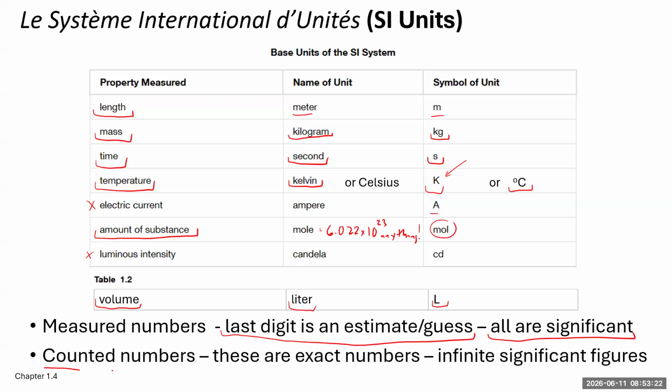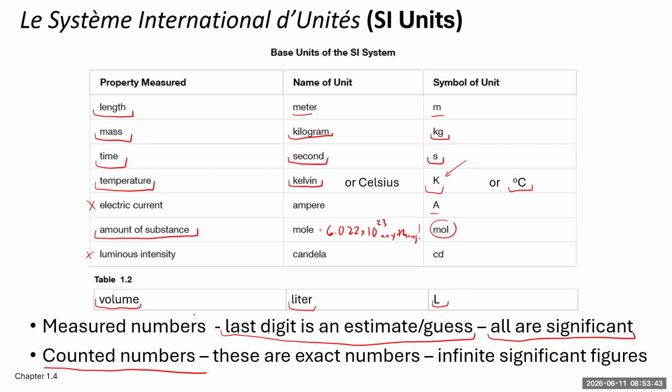And all those numbers are going to be significant when we do our calculations. There's also something called counted numbers. These are exact numbers, and there's an infinite amount of significant figures. So you don't include those numbers or the number of digits when you're calculating significant figures. Just like if you're counting the number of eggs in a little container.